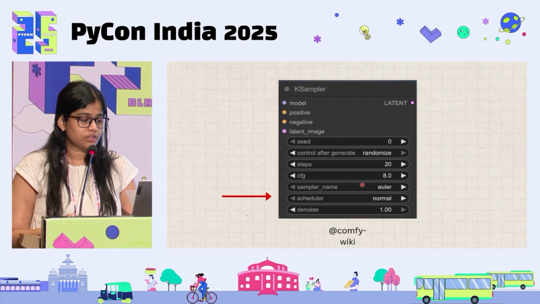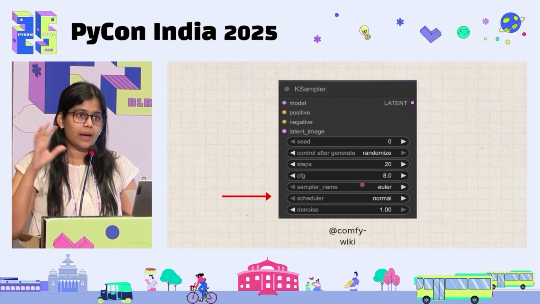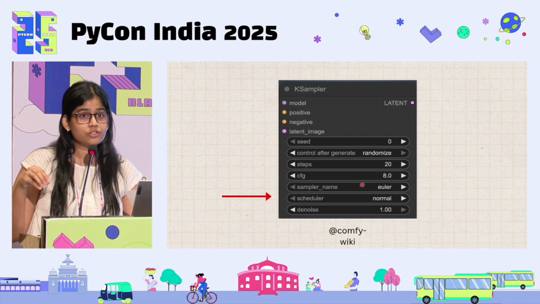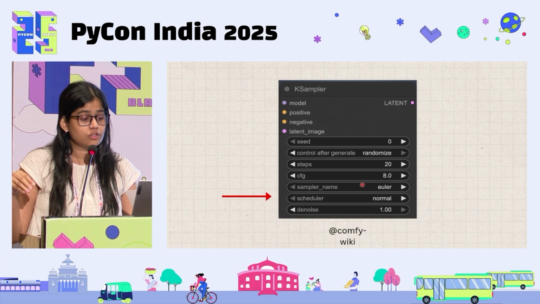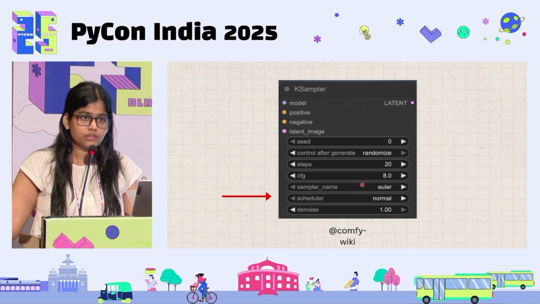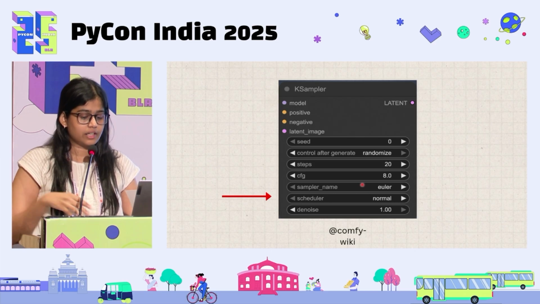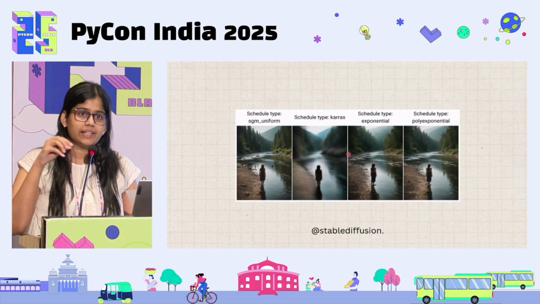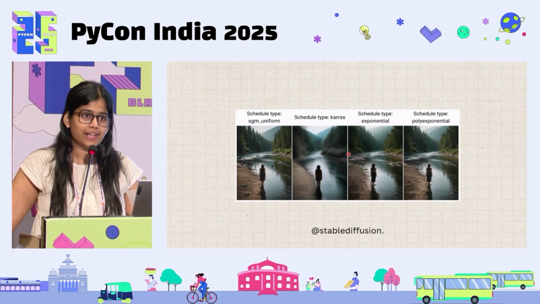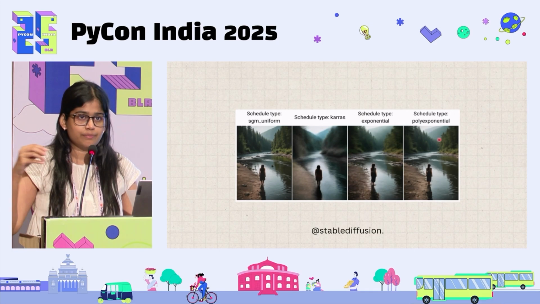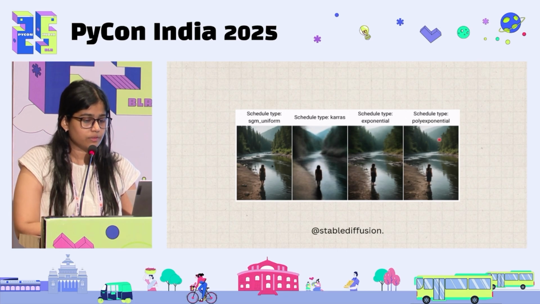The scheduler works with the sampler. The sampler decides how the denoising is happening, but the scheduler decides how much denoising happens in every step. So a normal scheduler, like the linear scheduler, will remove equal amounts of noise in every step. Whereas there are schedulers like Karras, which will remove very little noise in the earlier steps and then aggressively start removing noise towards the end. And all of these have their specific algorithms for denoising, for removing the noise.